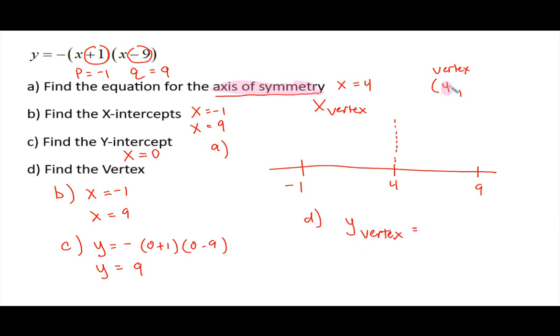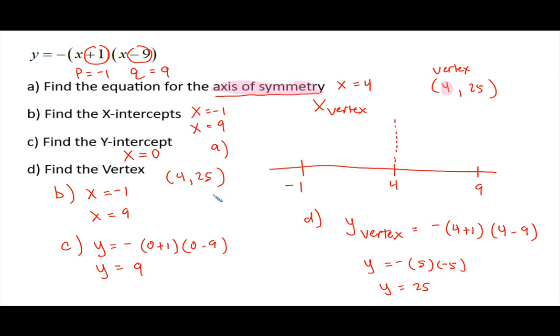well, we just plug in the x value of the vertex into the problem, right? So we're going to get negative, parentheses, 4 plus 1 times 4 minus 9. So I'm just taking the x value of the vertex and plugging it into the problem that we're given. So we're going to end up with y is equal to negative, parentheses, 5 times -5. So y is equal to +25. So the vertex is going to be 4, 25.